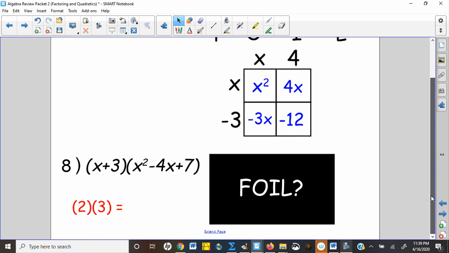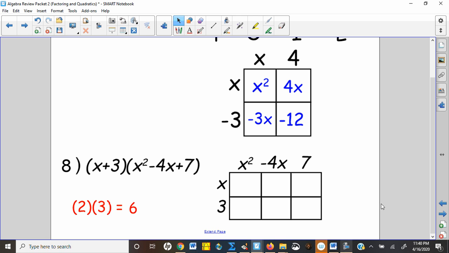But how would I do, look at this guy, a binomial times a trinomial? This guy has 2 terms, right? This guy has 3 terms. So this guy has to multiply by 3. This guy has to multiply by 3. What's 2 times 3? Of course it's 6. FOIL doesn't have 6 letters. And so in this case, you really do want to use the box method.